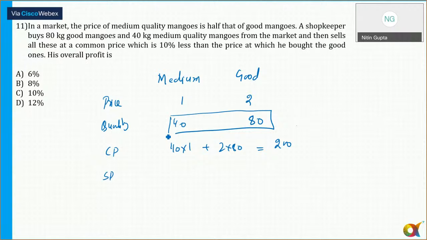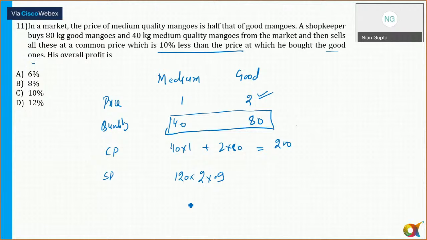It is sold at less than the price at which he bought the good ones. So good ones bought at 2. So selling price per kg is equal to 10% less. So I can say 2 into 0.9. Yes or no? The selling price at which he's selling is equal to 2 into 0.9, which is equal to 1.8 here.